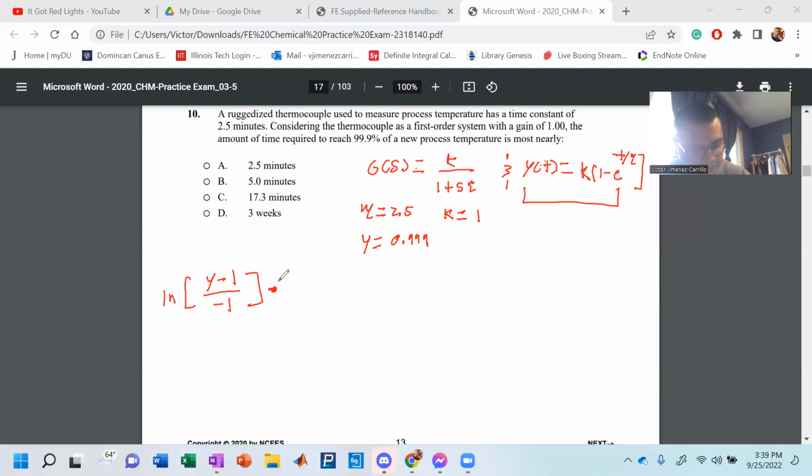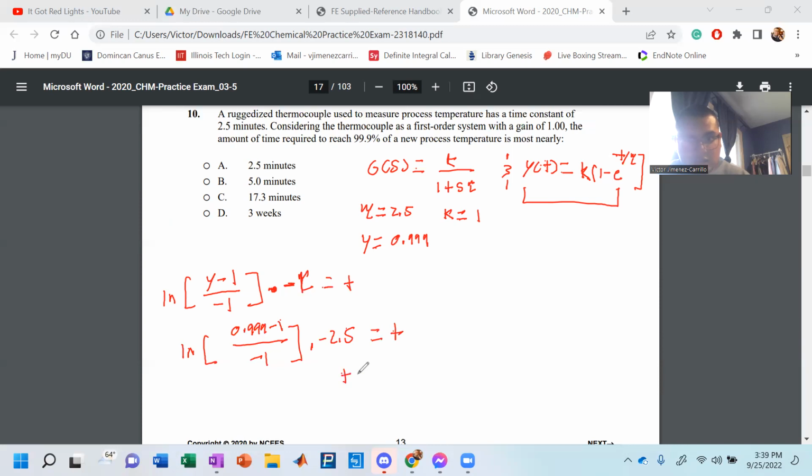multiplied by negative t, negative time constant, is equal to t. I just solved this. You guys are engineers. You can solve a basic equation. I just wanted to write it out. In other words, you're going to get ln of 0.999 minus 1 divided by negative 1 multiplied by negative 2.5, which is your time constant, equals t.